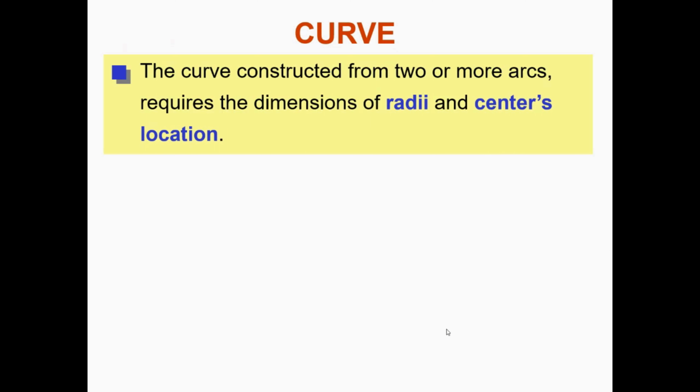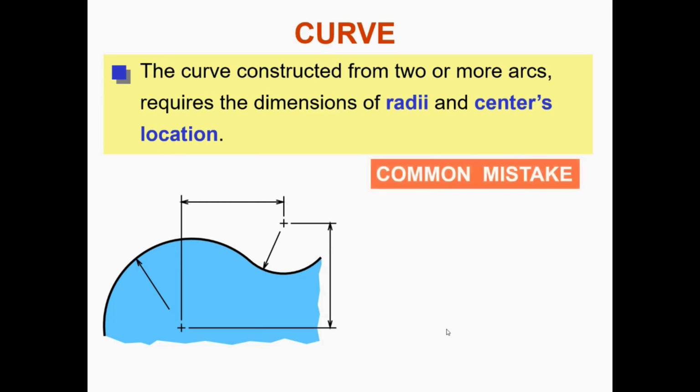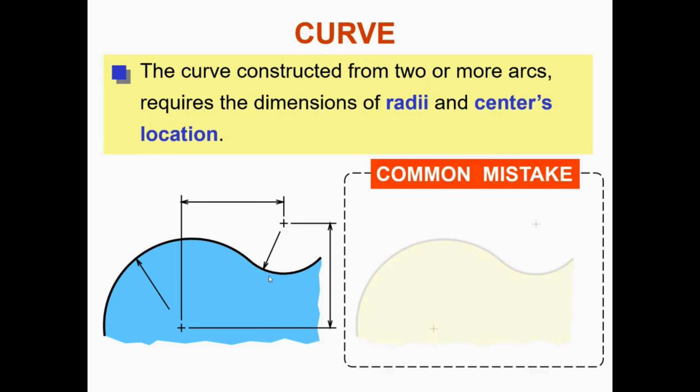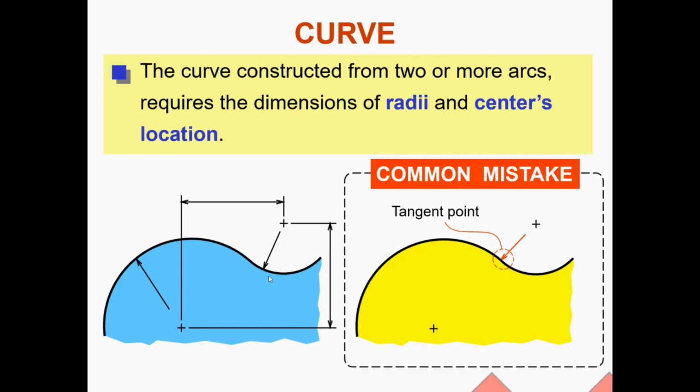Let's come to curves. A curve constructed from two or more arcs requires the dimensions of the radii and the centers' locations. This is what we are referring to. Let's look at a common mistake that we normally make when it comes to curves. This is a common mistake and you should do well to avoid it.